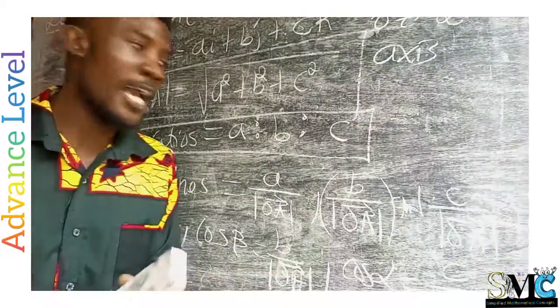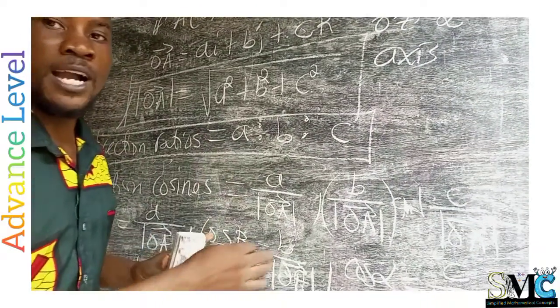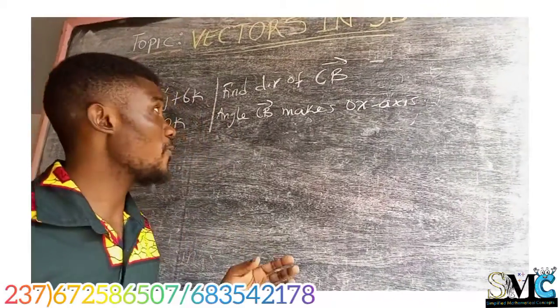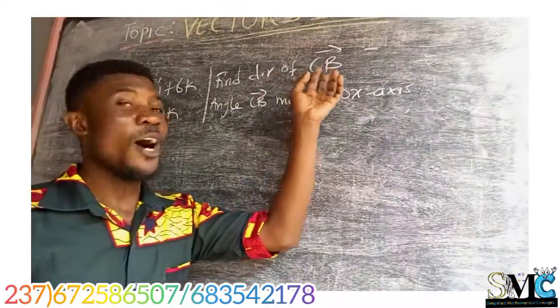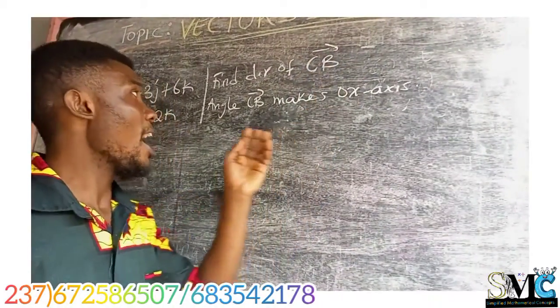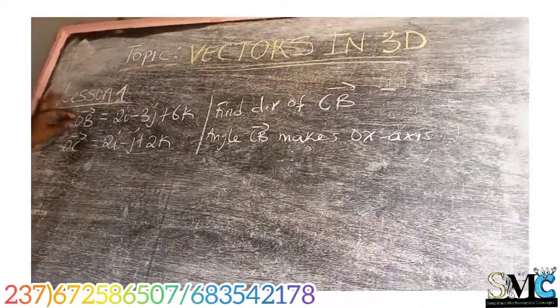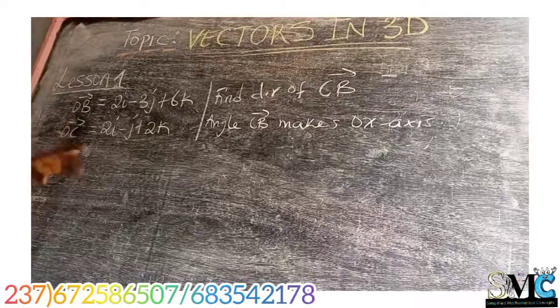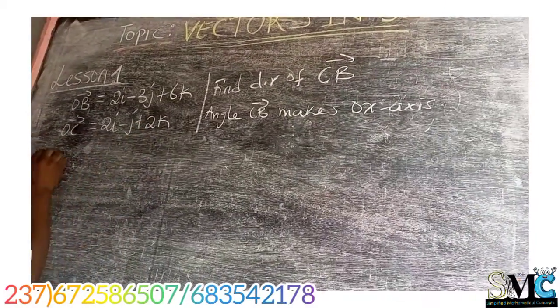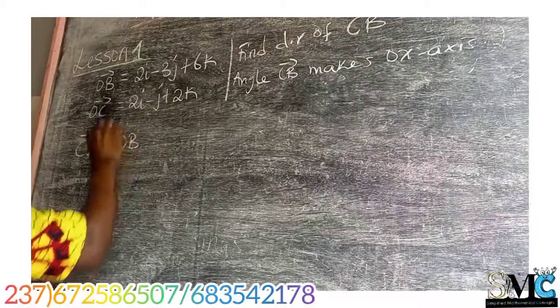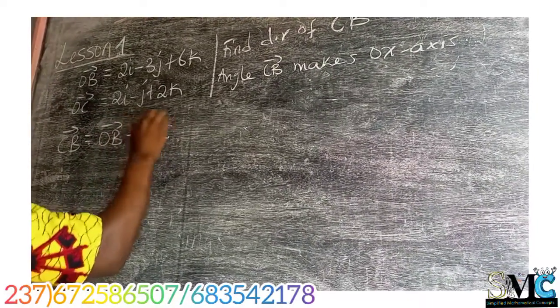Let us see an example that exemplifies these cases. This example wants us to find the direction ratios of the vector CB and the angle that CB makes with the OX axis, given that OB is this and OC is this. We know that CB, first of all, is defined as OB minus OC.